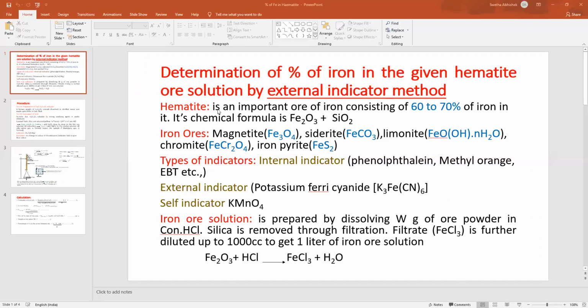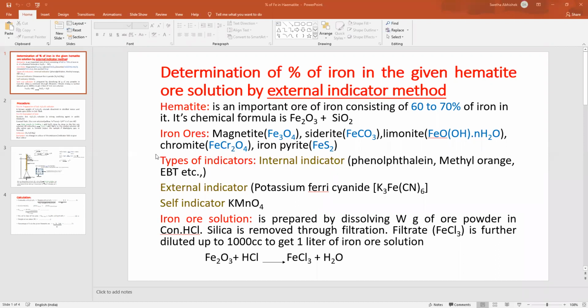Now, the percentage of iron in hematite is determined by using an external indicator, and therefore the method used here is the external indicator method. Let me discuss what this external indicator is and how an external indicator can be used in a titration.